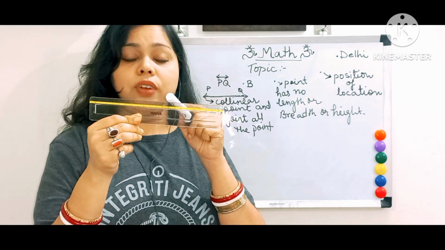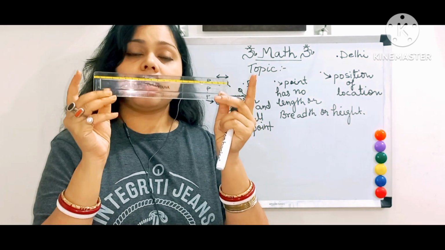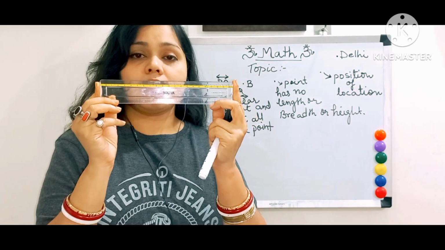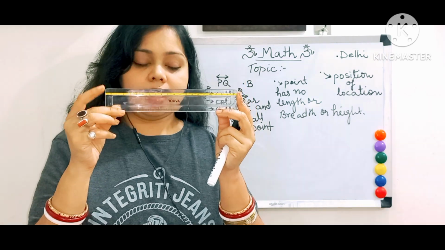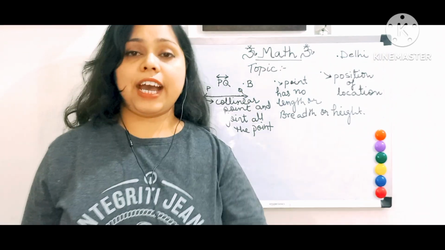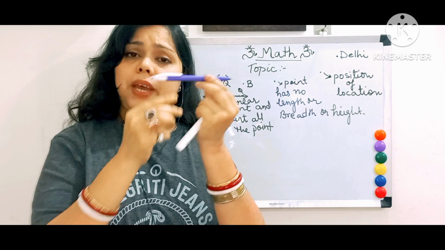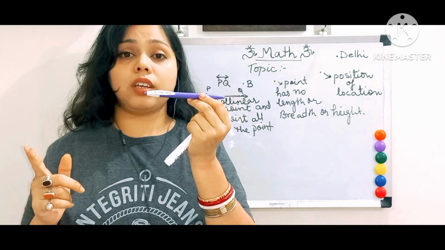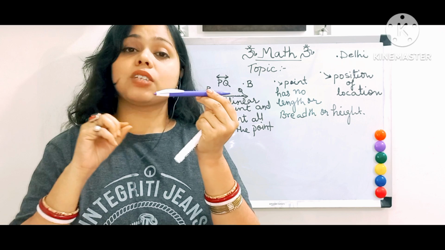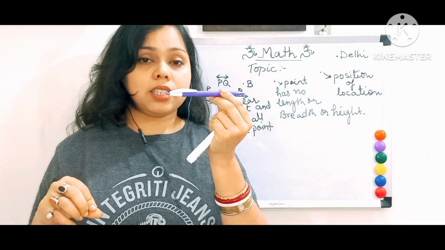It is a part of a line, but it has a definite length which cannot be extended from both ends. Similarly, I have a pen. The pen has its own definite length. It cannot be extended in both directions. It has its own measurement, right?